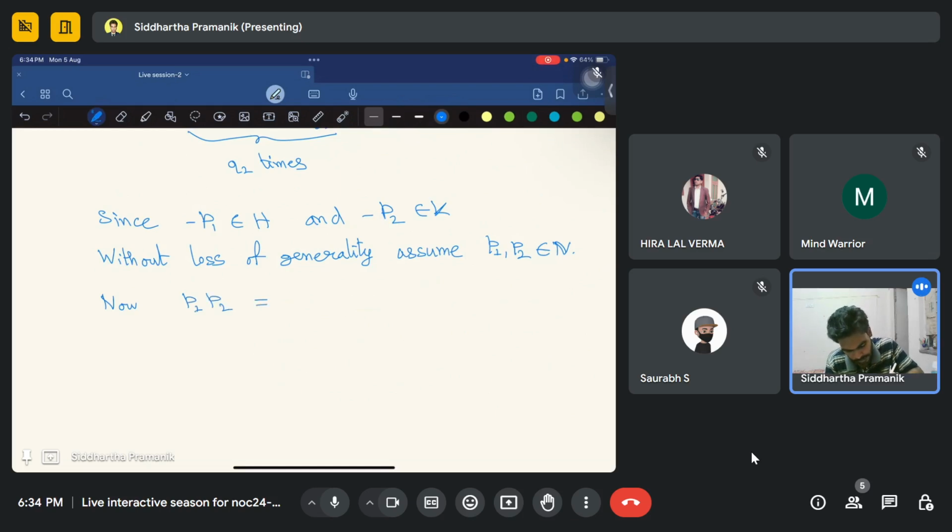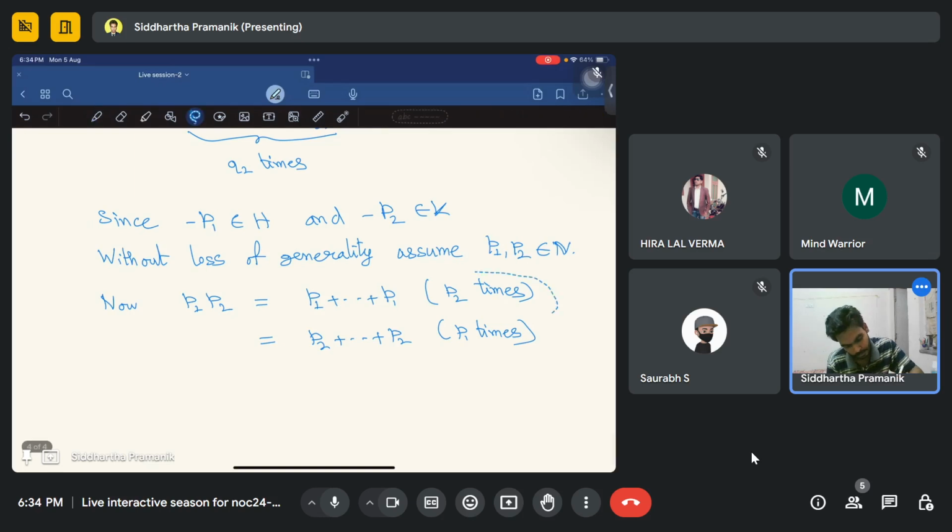So this is the same as adding P1, P2 times, and this is the same as adding P2, P1 times. So this element must belong to H because P1 is an element of H, and this element must belong to K. But these are the same elements, which is P1 times P2, right?